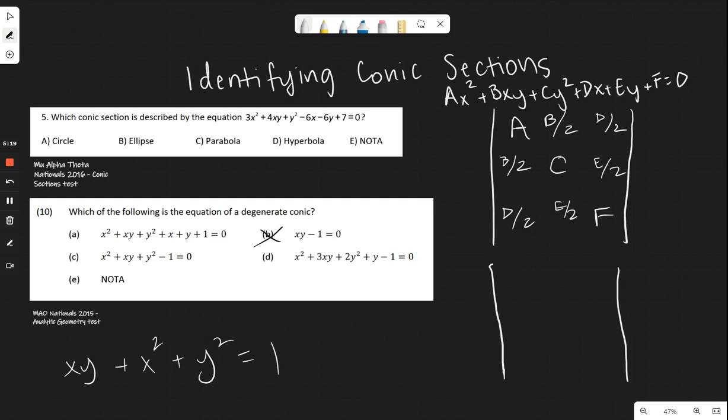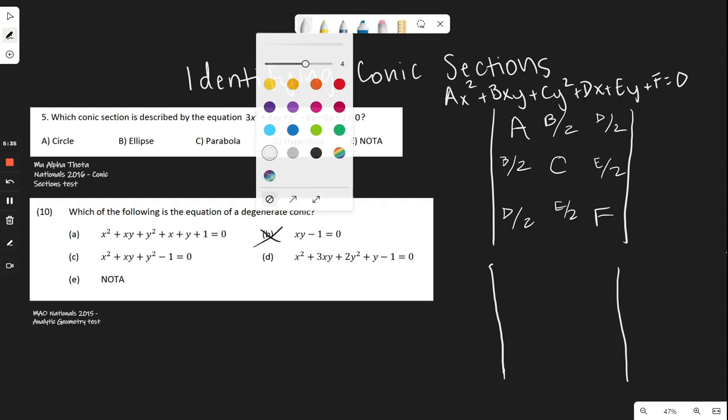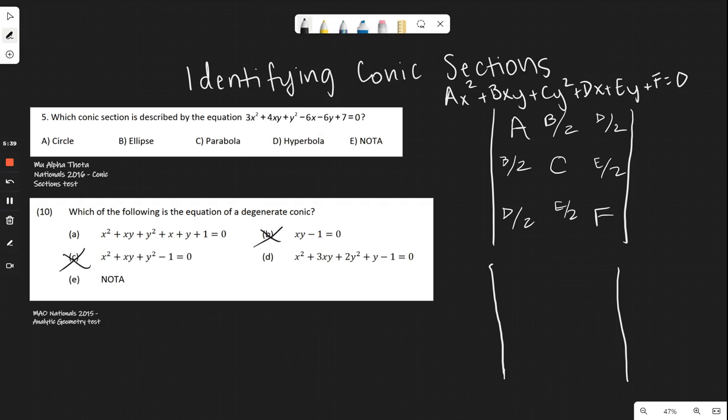When you add an xy term to a circle, that just doesn't work, because when you rotate a circle, it's still a circle. So when you add the xy term, it actually distorts it a bit, and it makes it into an ellipse. And I just know because I've seen this before. I wouldn't say it's a common conic section, but it's not uncommon. So that's why you can eliminate C. And so that leaves us with A and D.